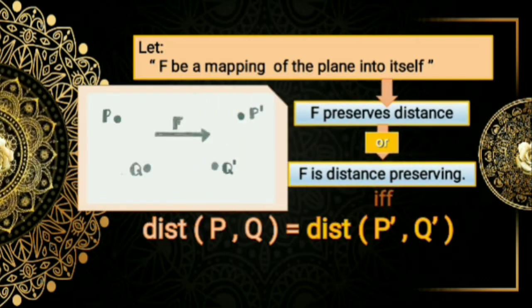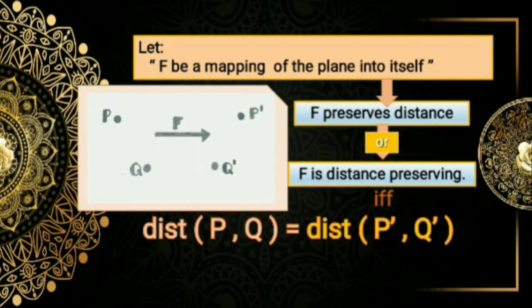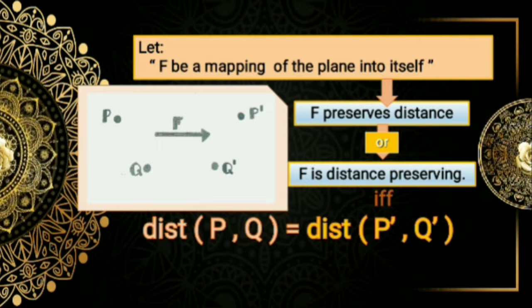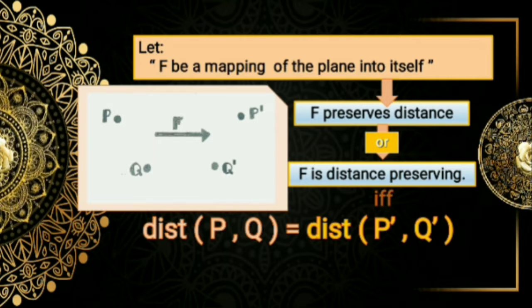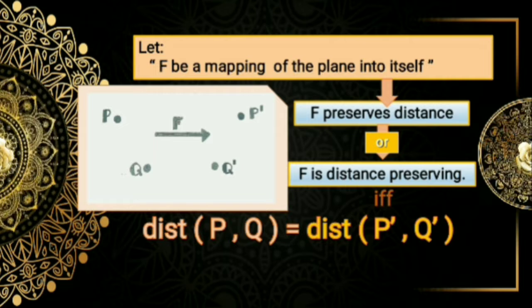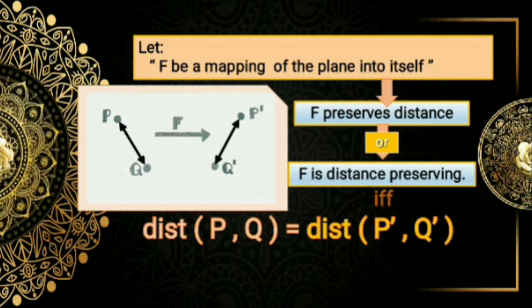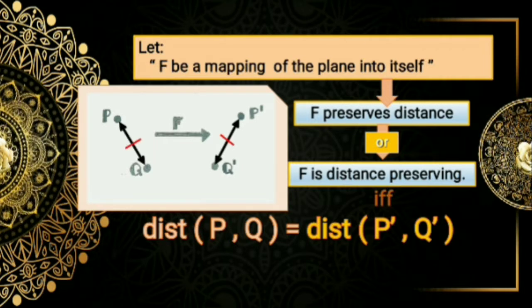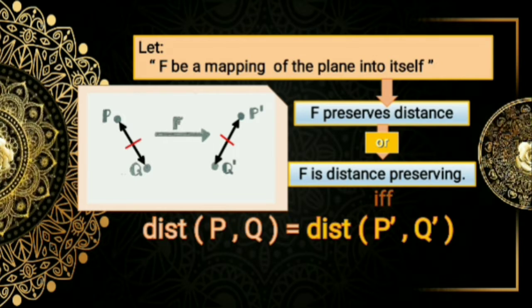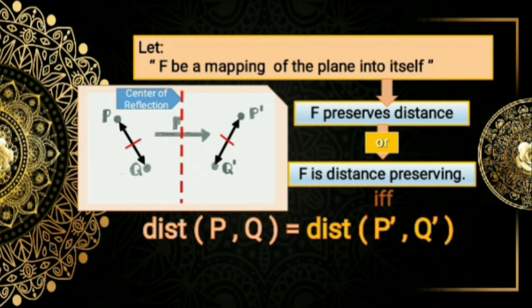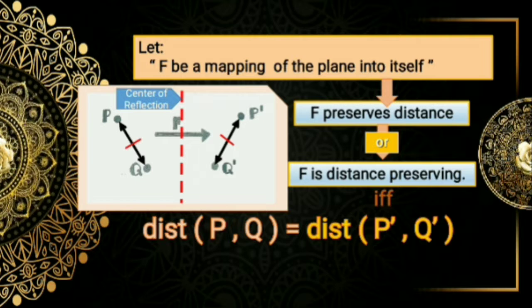Based on the illustration, we have 2 points P and Q, then we apply some transformation to them, and that's going to give us 2 image points P prime and Q prime. And F is an isometry exactly when those distances are the same for all points P and Q that we could have drawn. So the segment from P to Q and the segment from P prime to Q prime have to be congruent to one another.